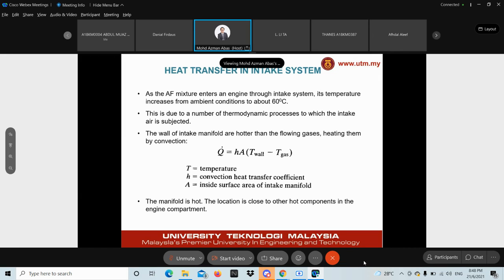So this is basically how you can estimate how much energy or heat is transferred, by multiplying the temperature difference, the convection heat transfer coefficient, and the surface area of the intake manifold. Okay, so the manifold is hot, the location is close to other hot components in the engine compartment, and so on.